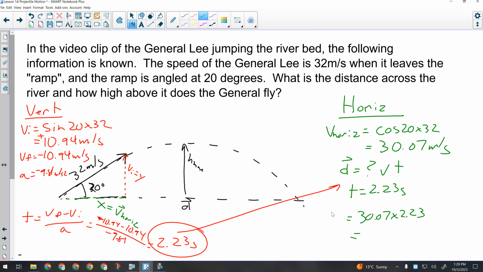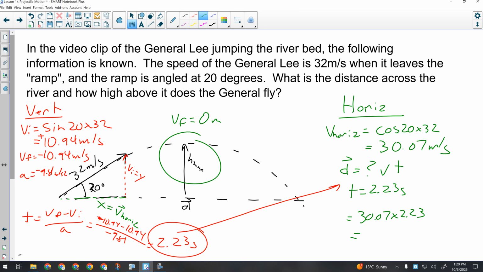Nope, before you back up, we still haven't calculated the maximum height of the general lead. Okay? That happens here. What do I need to remember about VF here? It's 0. Okay? Or that it's how much of the time? Half. Okay? So if I wanted to, I could use a different formula than the one I'm going to use, but use half the time instead.